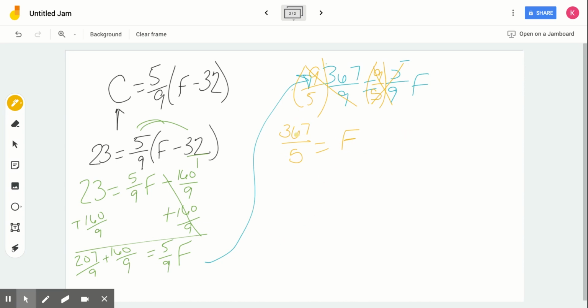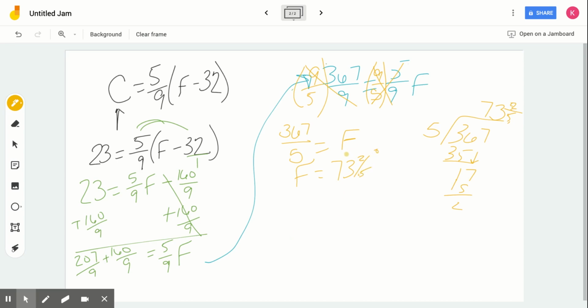Now we need to simplify. What is 367 fifths? So when we divide here, 5 goes into 36 7 times. There's 35. 6 take away 5 is 1, and you can bring down your 7. 5 goes into 7 one time, and that is 5. And we're going to have 2 left over. So 73 and 2/5 degrees Fahrenheit is what this converts to.